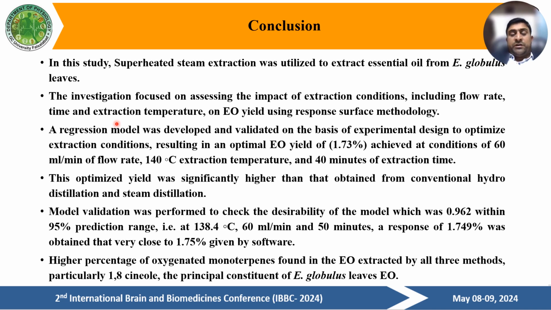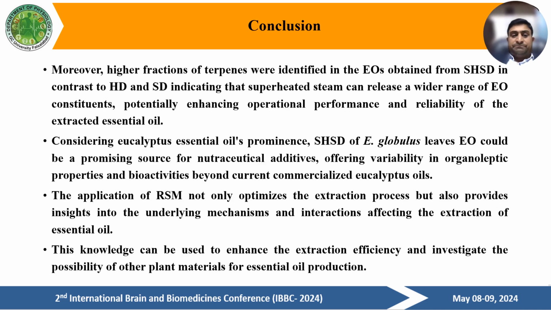The optimized yield was quite higher than hydro distillation. The model validation was performed to check the desirability of the model, which shows 0.962 within a 95% prediction range, and the results show that at 138 degree centigrade temperature, 60 ml per minute flow rate, and 50 minutes, a response of 1.749% was obtained, which was close to the predicted value of the software. A higher percentage yield of oxygenated monoterpenes was found in the essential oil extracted by all three methods, particularly 1,8-cineole, the principal component of the essential oil.